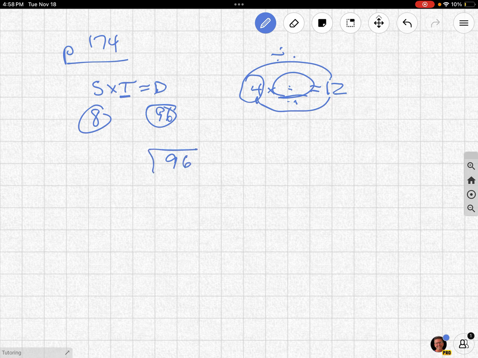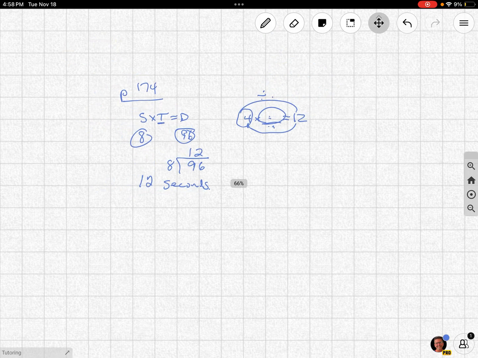96 divided by 8. And most of you already know from knowing your times tables that that is 12. So the time, and you have to look back at the unit of this, per second, 8 meters per second. So the time it takes him is 12 seconds to run that distance, the 96 meters, 12 seconds. All right, pause the video and do number 6, and then turn it back on to see if you got it right.